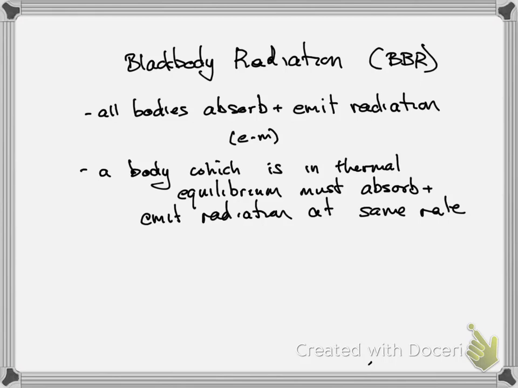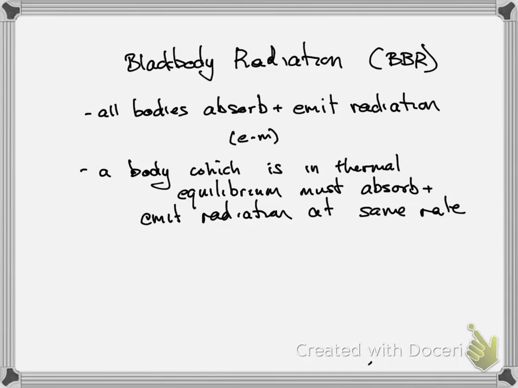And the reason why they must emit radiation is because bodies don't just keep absorbing radiation forever. If a body only absorbed radiation and didn't emit radiation, it would heat up and heat up and heat up until it exploded, right? So a body which is in thermal equilibrium, if its temperature is not changing, must be absorbing and emitting radiation at the same rate. It's absorbing radiation from the lights and the heaters and the sun and anything around it.